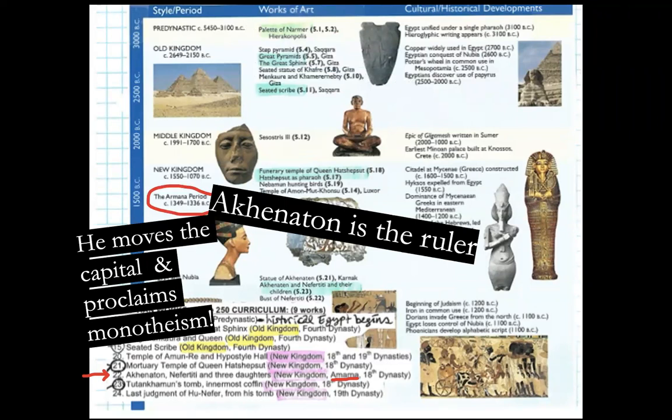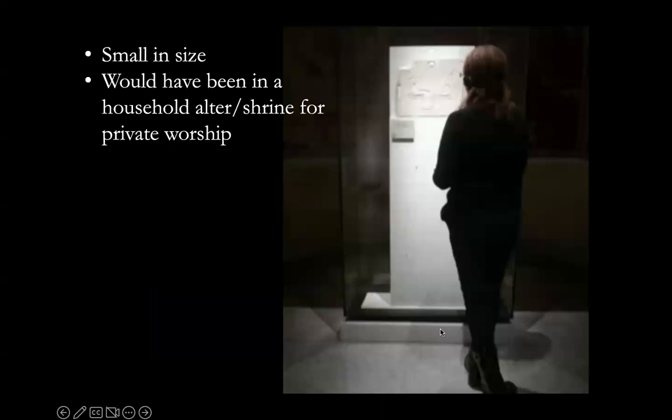So he is the ruler. He is the pharaoh. He is the only one that can now communicate with this god. He moves the capital and proclaims monotheism. What a rebel. All right, overall, this is pretty small in size. So for function, it would have been in a household altar, a shrine for private worship.